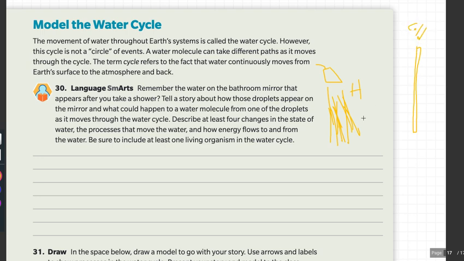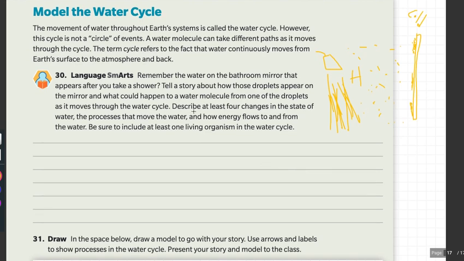So as you're showering, a lot of these water molecules are floating around in the air, right? They have energy. Once they come into contact with the cold mirror, they condense, right? They lose energy, and so they go from a gas to a liquid. And so they start bunching up along the mirror. This is how condensation on cups and all sorts of things works, and that's what forms that.